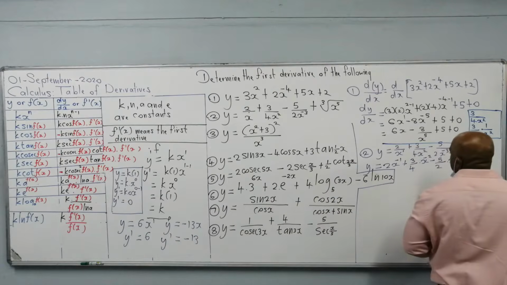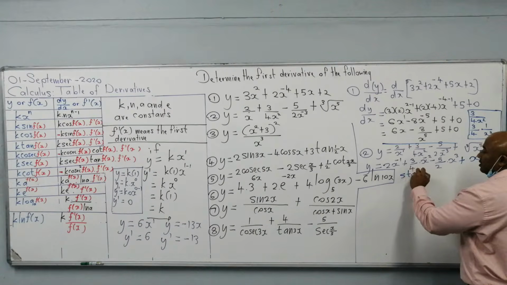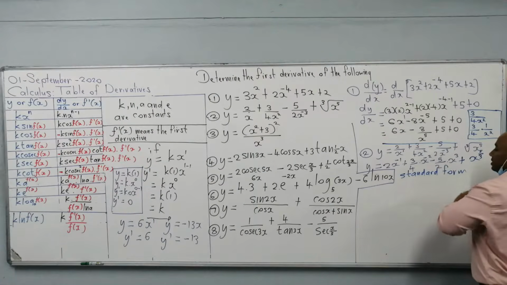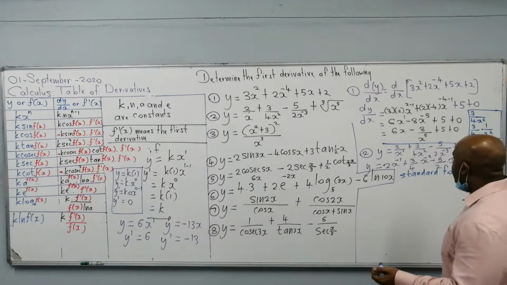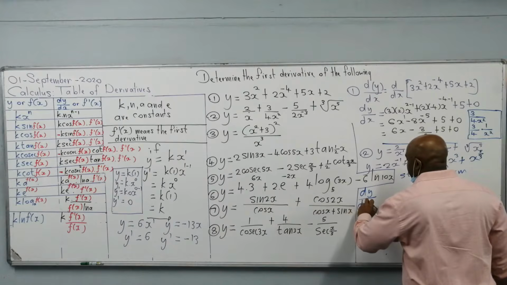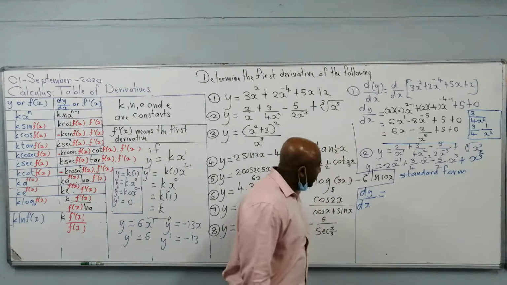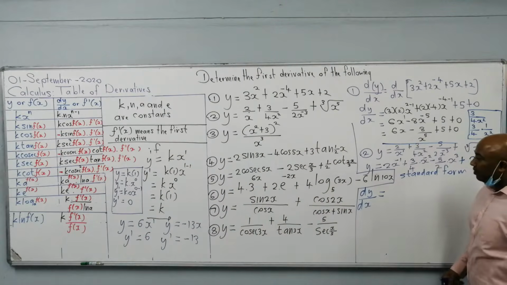Now, all terms are in standard form. So remember, standard form is k multiplied by x to the power n. Now I can find the first derivative, dy over dx. So dy over dx now, this is all differentiation, straightforward.